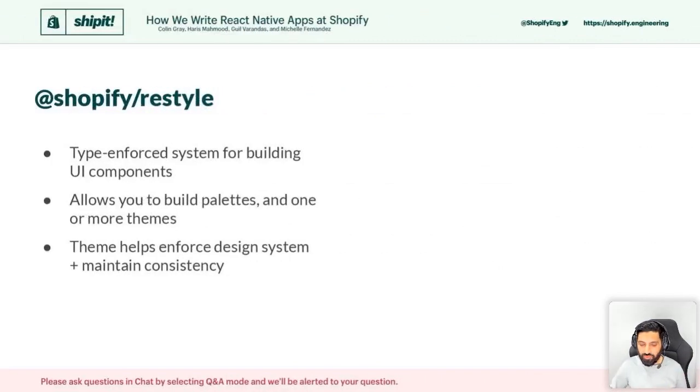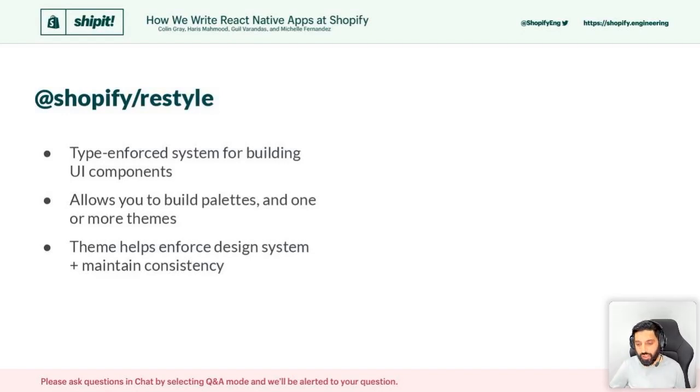Out of all the libraries and features that we use, the most crucial and the one that has made the biggest difference in how we work on UI at Shopify for React Native projects is the Restyle library. This is open source and publicly available, so I highly recommend checking this out on GitHub. Restyle is a type enforced system that helps you build UI components. It has a very similar vibe to styled components with a unique flavor of its own that allows you to rapidly prototype and build foundational components across your app.